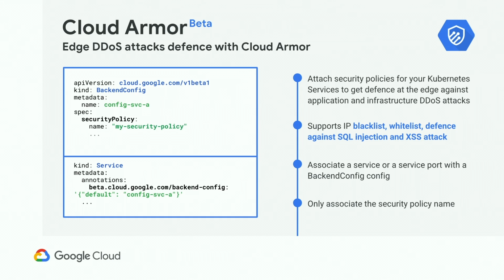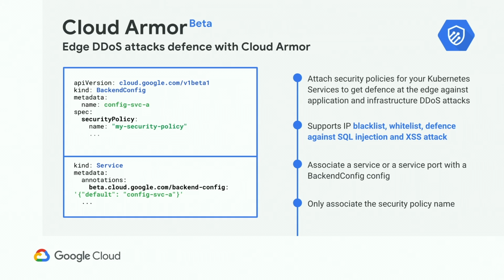Currently, it supports IP blacklist and whitelist, and it also has a custom rules language which you can use to set up custom policies and rules for your applications. If you look here, you set it up in a very similar way to IAP. You set up a backend config object and define your security policy within your spec. Most of the configuration is actually part of your regular Cloud Armor setup, and what you define here is only the linkage to the name of the security policy that you defined in your Cloud Armor setup.